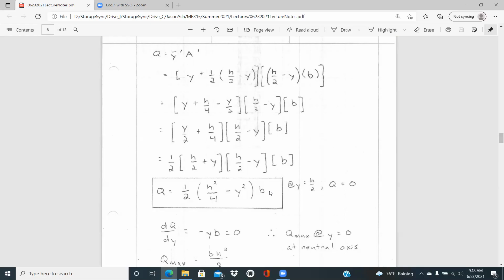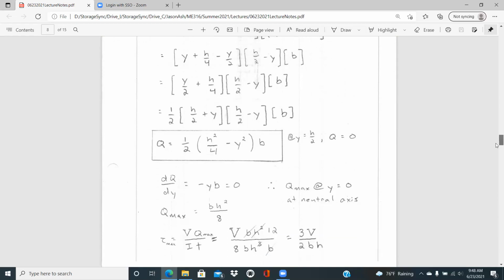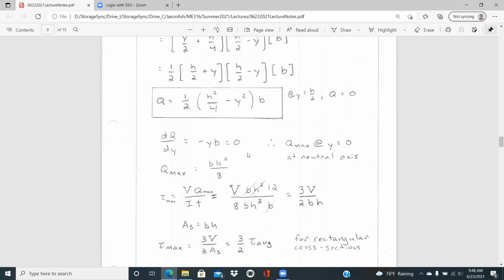And so one thing to note on that is at the top and the bottom of the beam, when y is equal to h over 2, we'll end up with h squared over 4 because the 2 gets squared as well. And so we have an h squared over 4 minus an h squared over 4. And so that tells us that the Q value is 0 at the top and the bottom of the beam, which then tells you that the shear stress is 0 at the top and the bottom of the beam. So that's where the shear stress is 0.